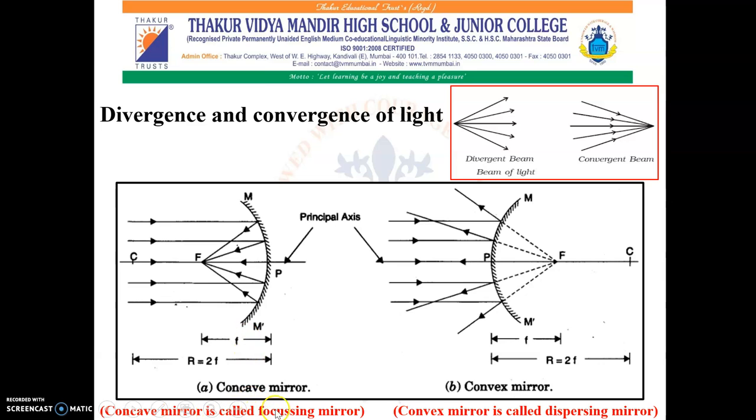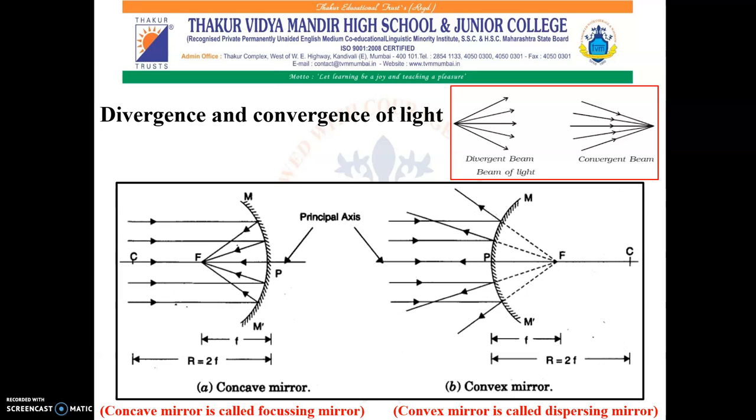Concave mirror is also called a focusing mirror. This is because, as shown in this picture, the parallel rays of light get focused after reflection at the point that is the principal focus. The size of the image produced by these mirrors can be larger or smaller than the object, depending upon the distance of the object from the mirror.